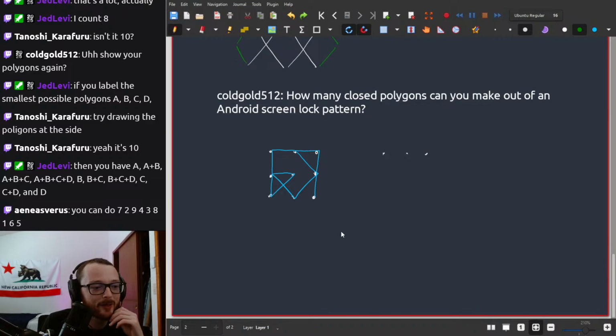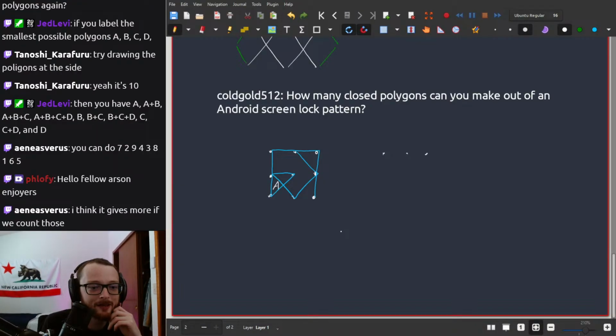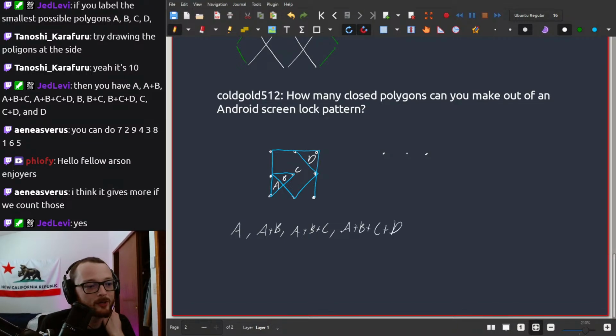Okay, yeah, I like Jed's notation. I don't know what you have in mind for A, B, and C, but I'm just gonna guess A, B, C, D as our small polygons. A plus B. Yes? Okay, good. A plus B plus C. A plus B plus C plus D.